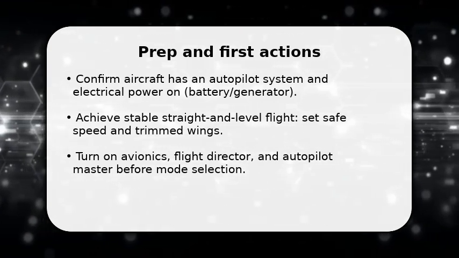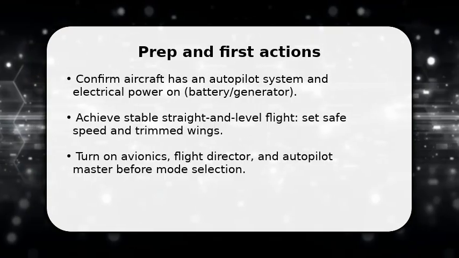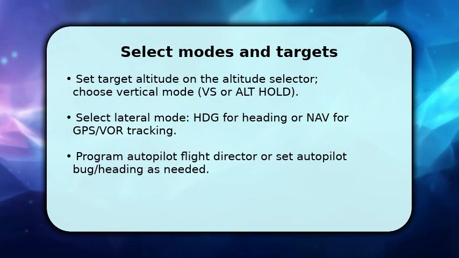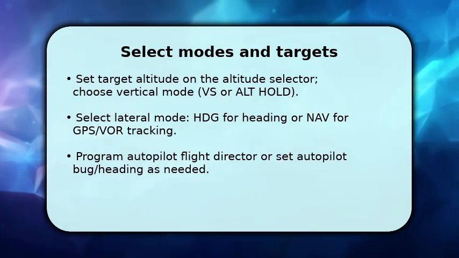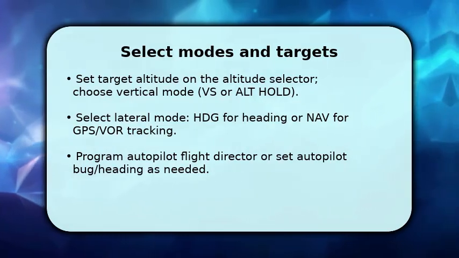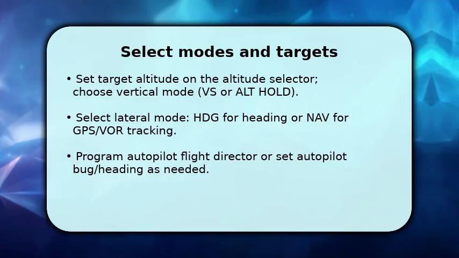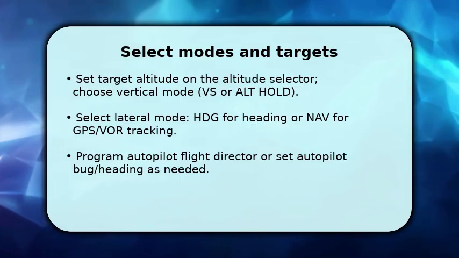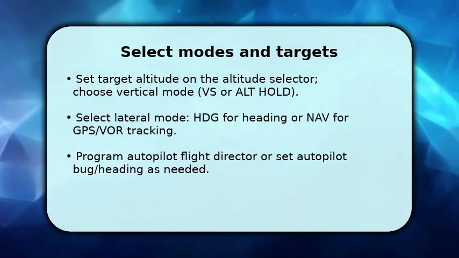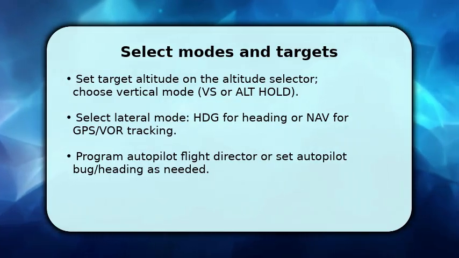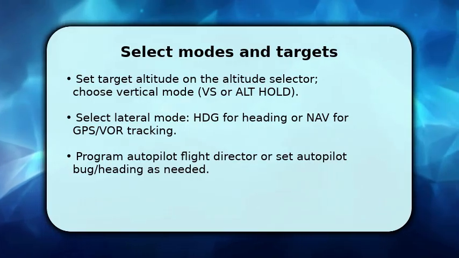With the system powered, dial in your targets. Set the desired altitude on the altitude selector and choose a vertical capture mode such as vertical speed or altitude hold. Then pick lateral guidance. Select heading hold for manual heading or NAV to capture a GPS or VOR course. Make sure the flight director is displaying commands so you can verify what the autopilot will follow.